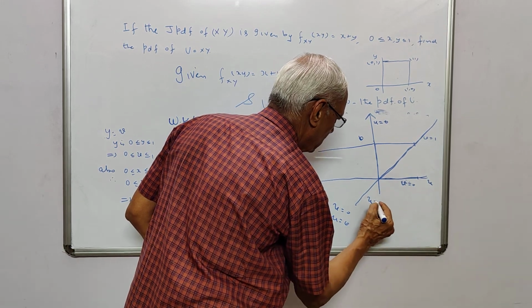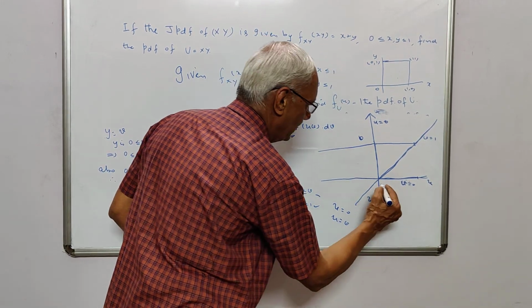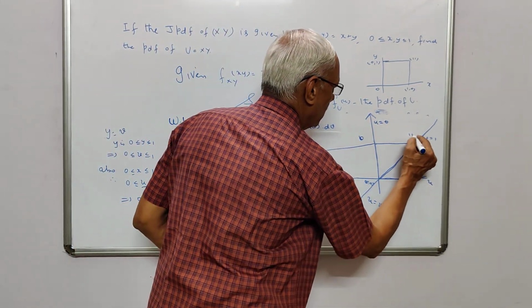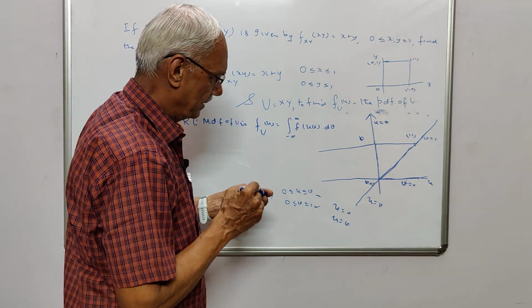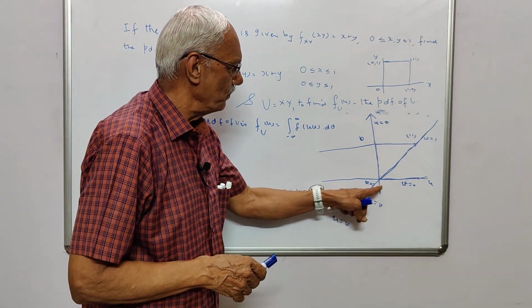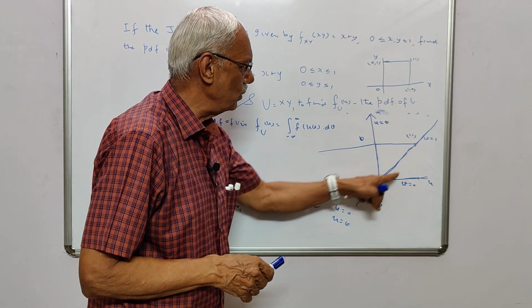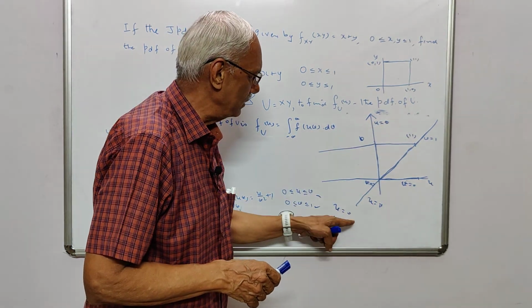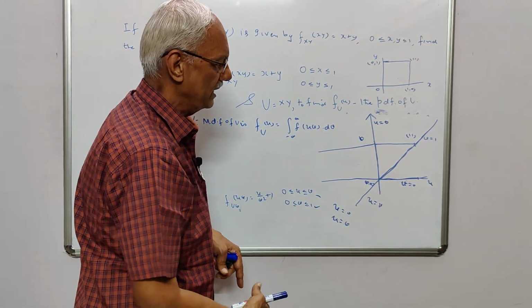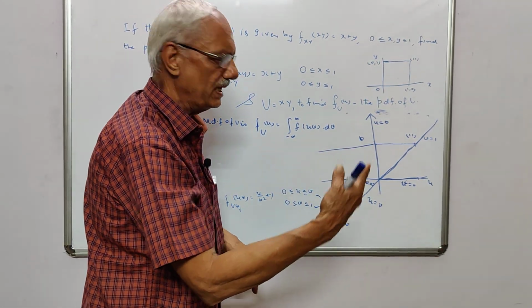So this is the u is equal to v line. So this is (1, 1). You see that u is equal to v is a line passing through the origin, and it goes through (0, 0), (1, 1), (2, 2), and here (-1, -1). So it travels through the points like this: (1, 1), (2, 2), (3, 3), like that.